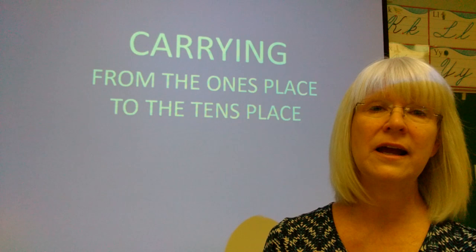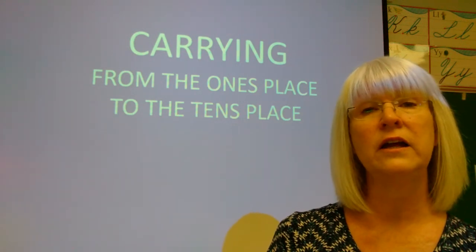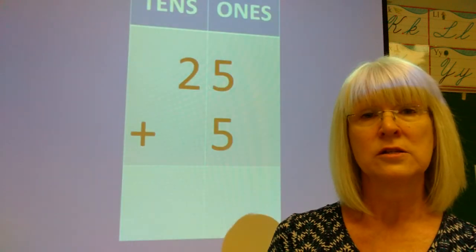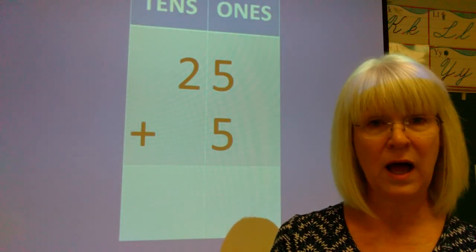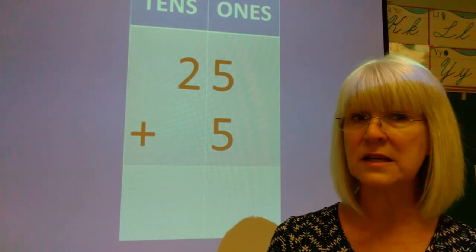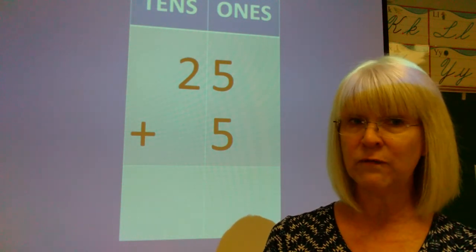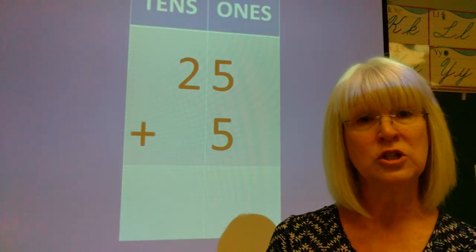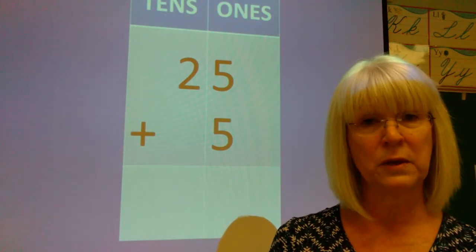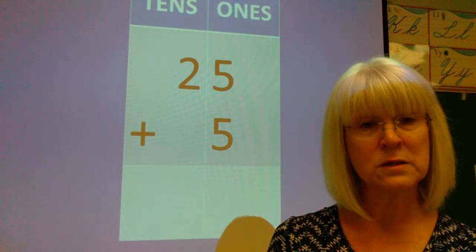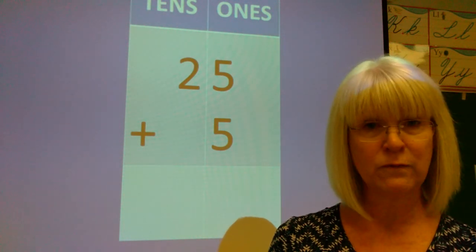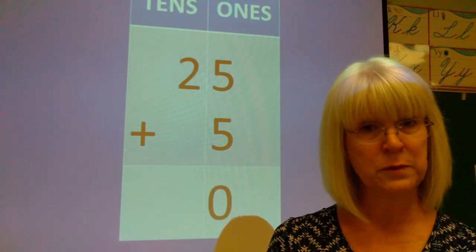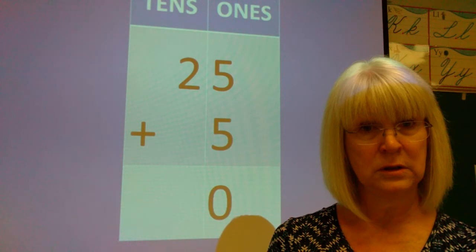Now, let's talk about carrying. This says we are carrying from the ones place to the tens place. So now we've got 25 plus 5. Notice that 5 is just 5 singles. The 5 on the bottom needs to stay in the ones place so that we add it to the other 5 in the ones place. So we're going to add the ones place first, which is 5 plus 5 is 10. So we're going to have to put a 0 there though, right?